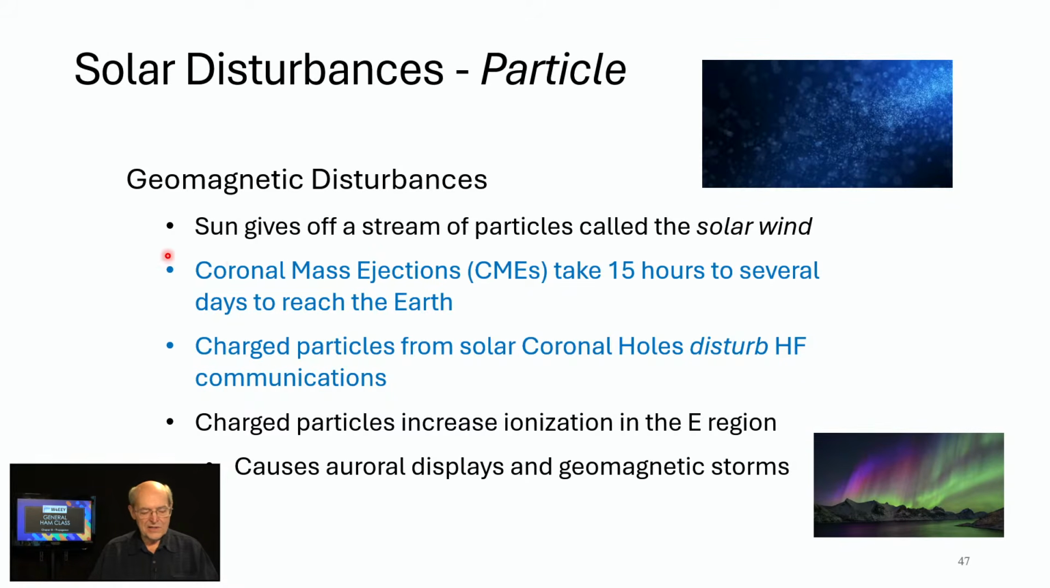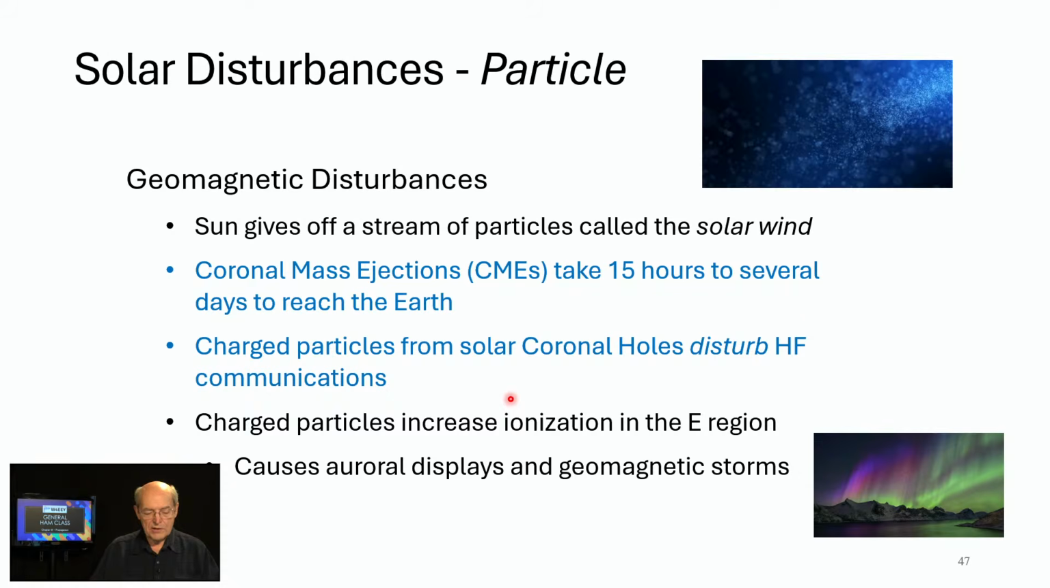So the sun gives off a stream of particles called the solar wind. That's mostly protons and electrons and different kinds of ions. It's just junk that comes from the sun, and if it winds up coming toward Earth, it can disrupt some things. So CMEs are a big one. Coronal mass ejections take 15 hours to several days to reach the Earth.